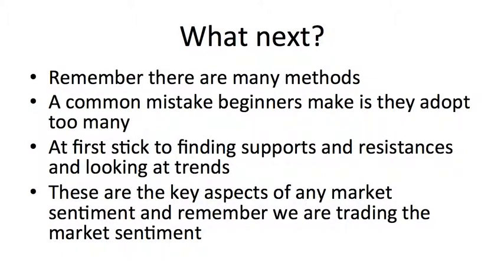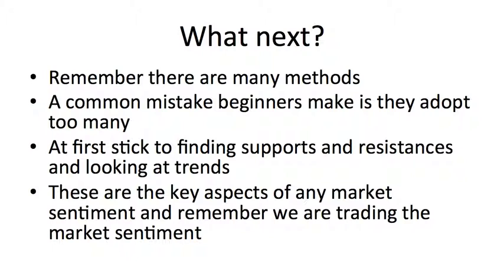So what next for you? Well, just remember that there are many methods in trading. We've just covered a small number, which are the most common. But you'll find that a lot of the methods available to you as a trader mirror these most common methods of trading. They're variations of them. So once you understand that it's really just about finding change in sentiment and finding supports and resistances, those are the key aspects of any market. Once you learn how to find those, then you're golden. Then you're on your way to being a good trader, because those are the key things.